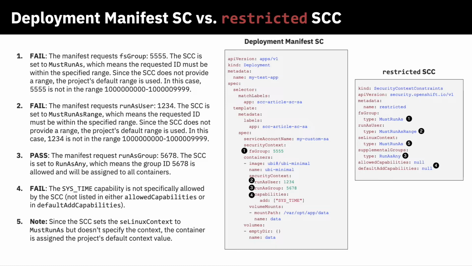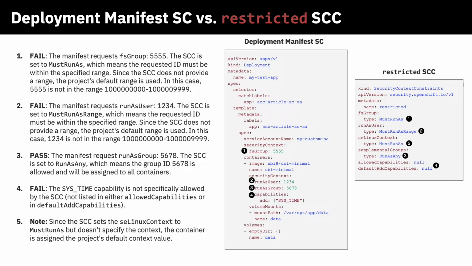The second item also fails due to the manifest request that run as user be set to a value of 1234. The SCC is set to must run as range, which means that the requested ID must be within the specified range. Since the SCC does not provide a range, the project's default range is once again used, and in this case 1234 does not fall within that range.